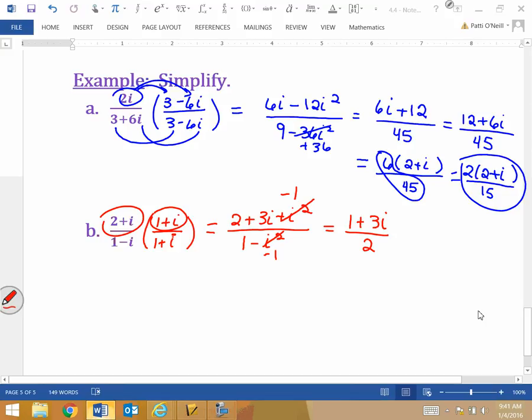I'm going to inspect what I have here. It's in real plus imaginary form in the numerator. There's no GCF, that can't be factored. The denominator is a real number. There's no more i in that denominator. So this final form is 1 plus 3i over 2.